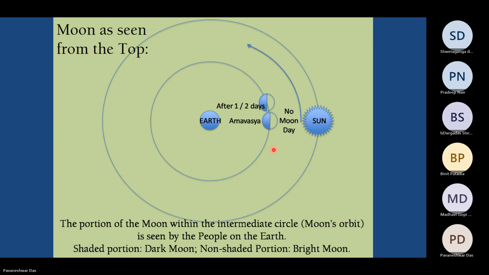A day later, because the moon lags behind by one day's time period, that is about 12 degrees, we get to see a small portion of the moon. Whatever part of the moon is inside this circle is what we see. In this picture you may not get clarity, but the sun is actually very far away. Earth to moon is 30,000 yojanas, and Earth to sun is 12 million yojanas. So you see the ratio.